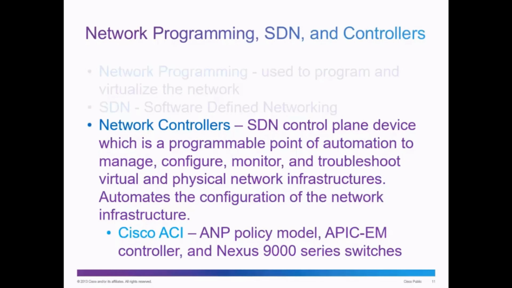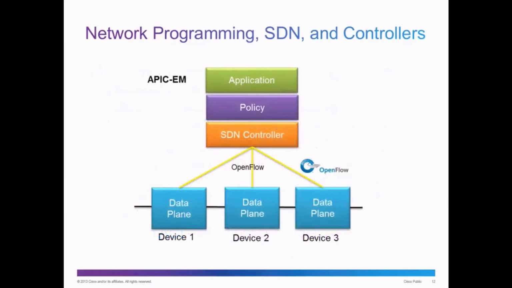In this example, we can see how the Cisco APIC-EM works. The APIC-EM, or enterprise module, is the SDN controller which sits between the application and policy and the data plane devices, device 1, 2, and 3.